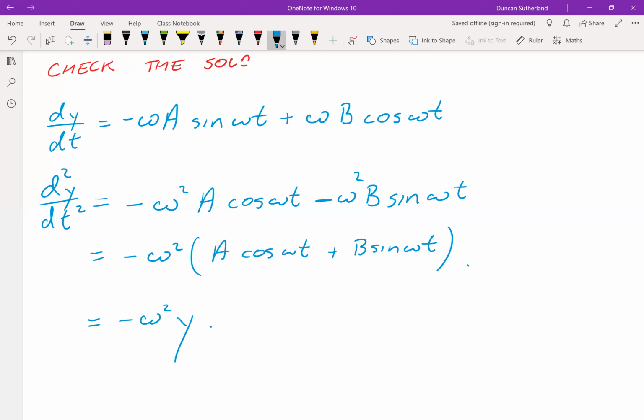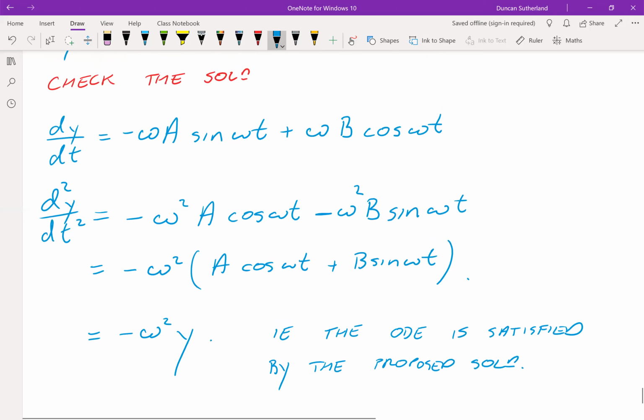Now that's what the equation says. So if we find a functional form of y that makes this equation true, we say that the ODE is satisfied by our proposed solution. And therefore, indeed, the solution is actually a solution of the ODE. We've verified that this is correct.